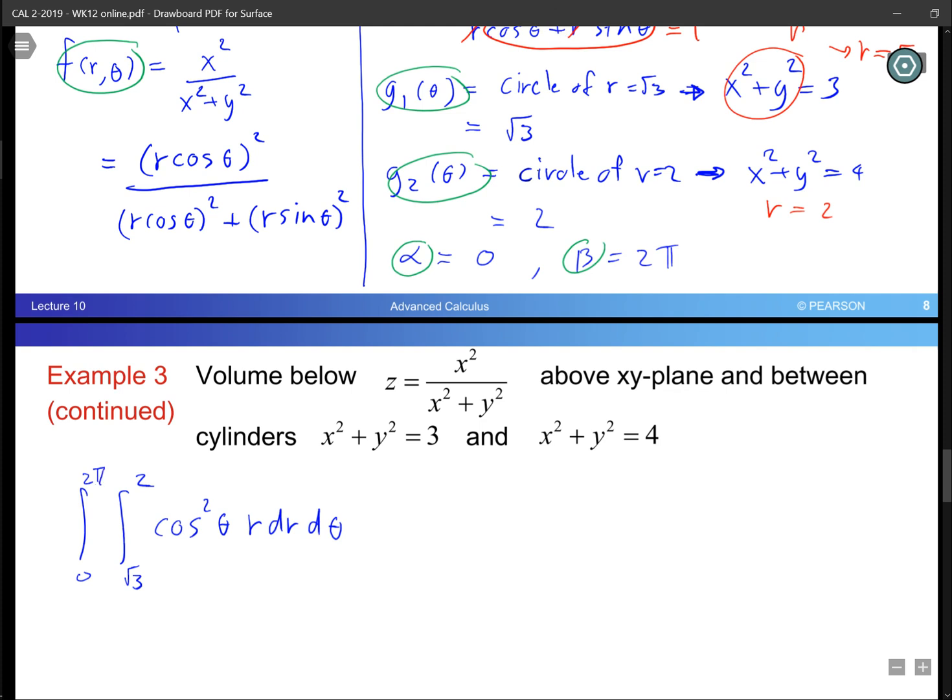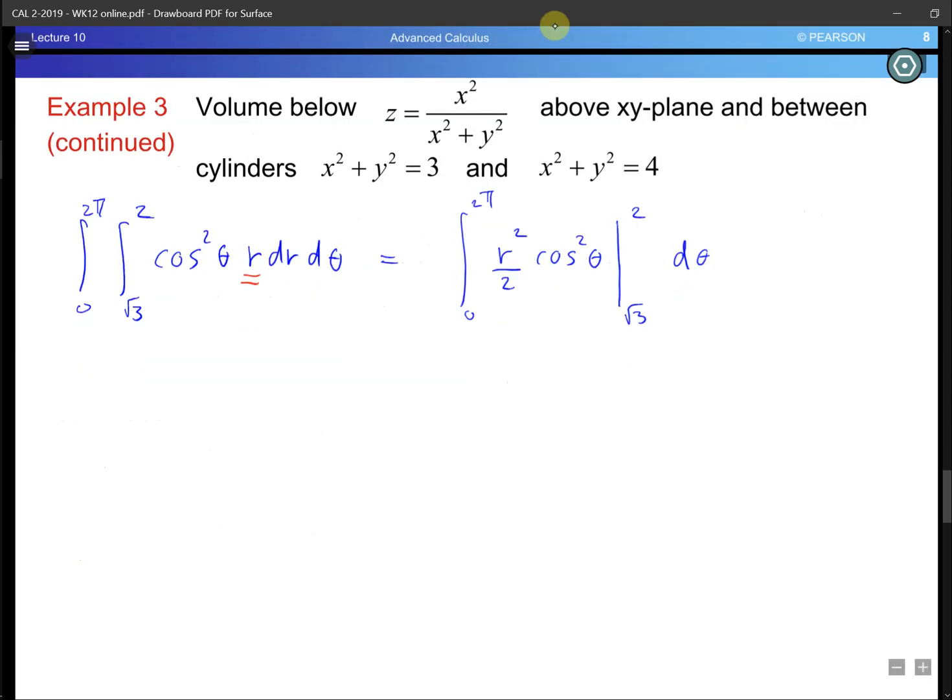Okay, now let's integrate this with respect to r first. Alright, so I'm supposed to integrate this r. So I have this r square over 2 cosine theta square. I have to evaluate this at square root of 3 and 2. And with this, I have to integrate one more time with respect to theta, and theta from 0 to 2 pi.